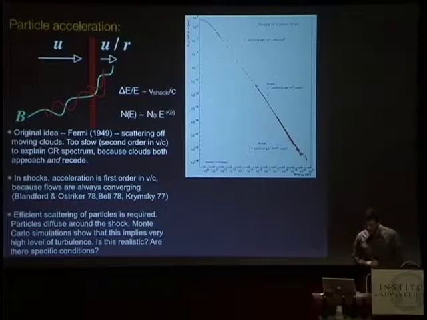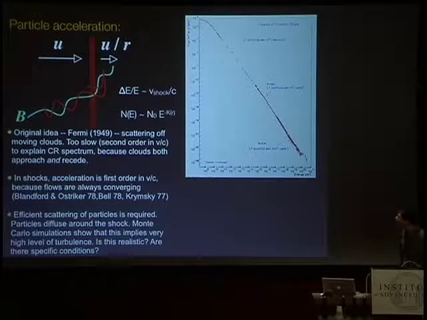The original idea goes all the way back to Fermi, where he reasoned that scattering off moving clouds could lead to effective acceleration. And it turns out that moving clouds can both approach each other and recede from each other, so that gives you a less efficient mechanism than actually scattering around shocks, as was pointed out in the late 70s.